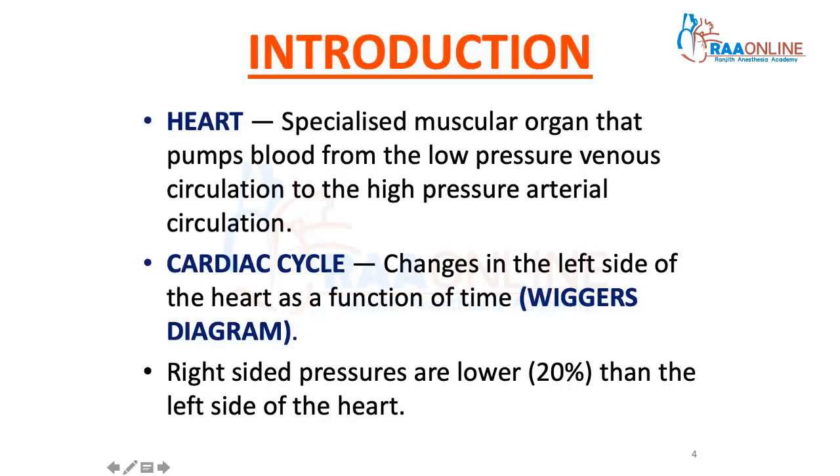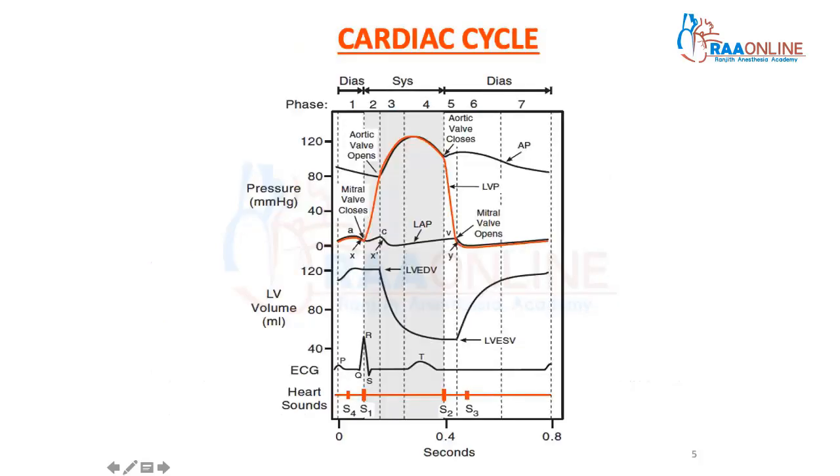Let me also tell you that the right-sided pressures are lower, about one-fifth or 20% of the left side of the heart. So if the systemic arterial systolic pressure is approximately 120, then the right-sided pulmonary artery pressures are one-fifth of that, approximately 20 to 25 or 25 to 30, right? So the diagram here describes the cardiac cycle.